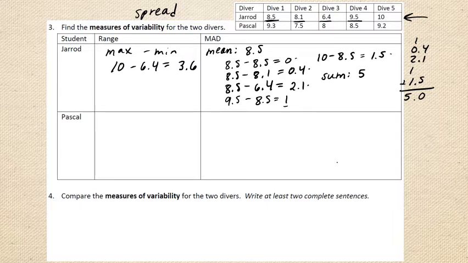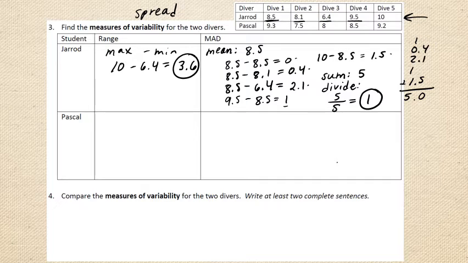And when I divide now, I'm going to divide by the number of data values. So I had 1, 2, 3, 4, 5 data values. So 5 divided by 5, I get 1. So looking at all that information, that tells me some important things about the variability of Jared's dives.